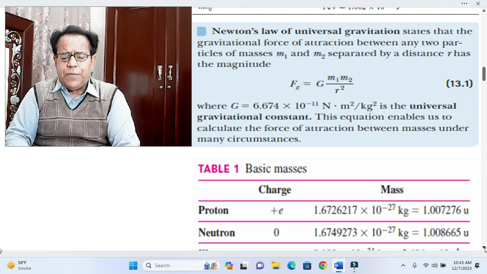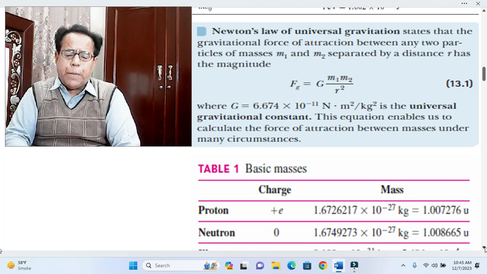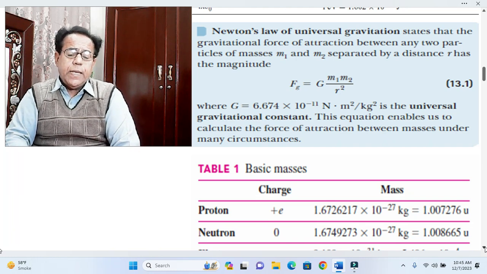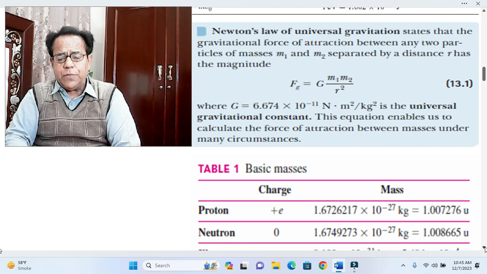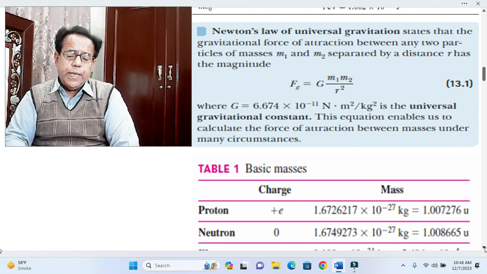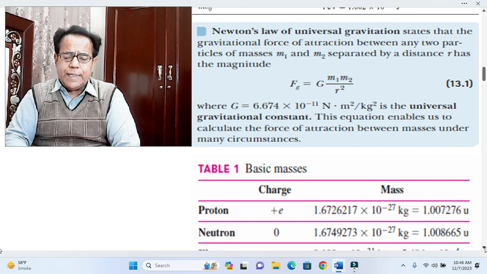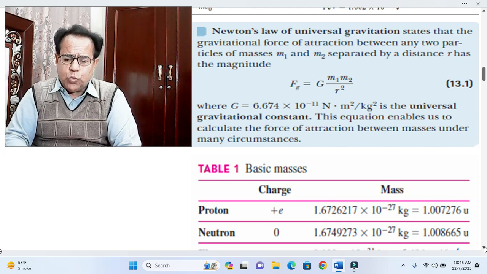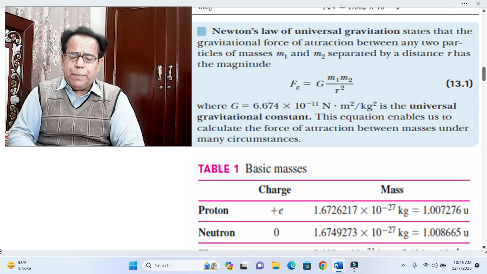F_g is equal to capital G times small m1 small m2 over r square, where capital G equals 6.674 × 10^-11 newton meter square per kilogram square, the universal gravitational constant. This equation enables us to calculate the force of attraction between masses under many circumstances.